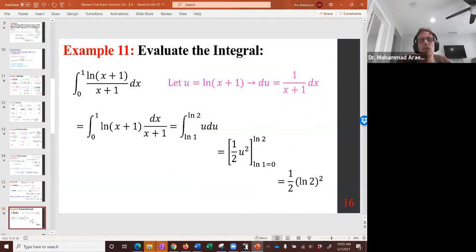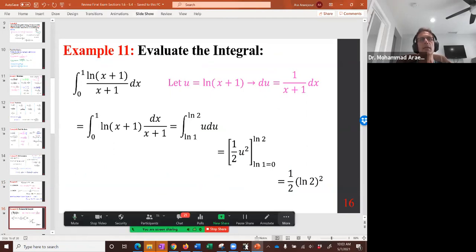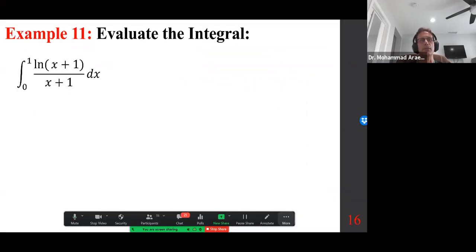In the case of integration, normally natural log is the choice of u. With the u substitution, we ended up with the final answer. And in this case, exact answer.